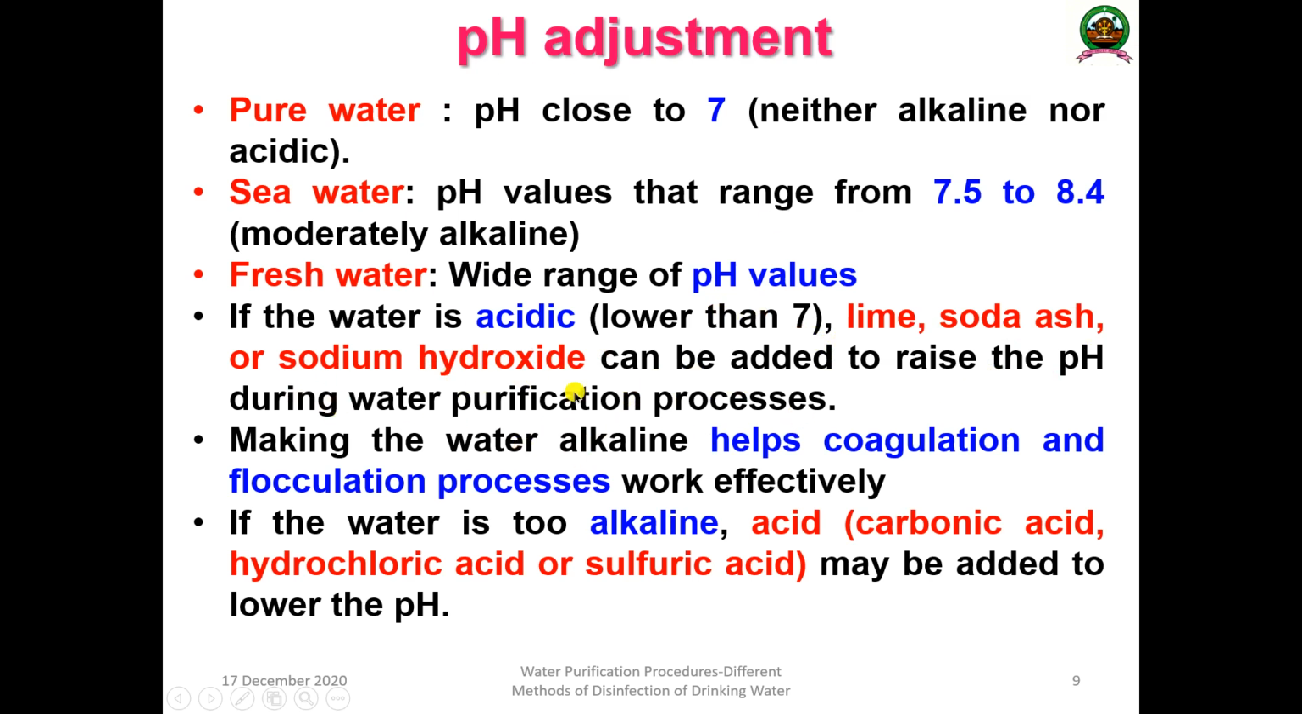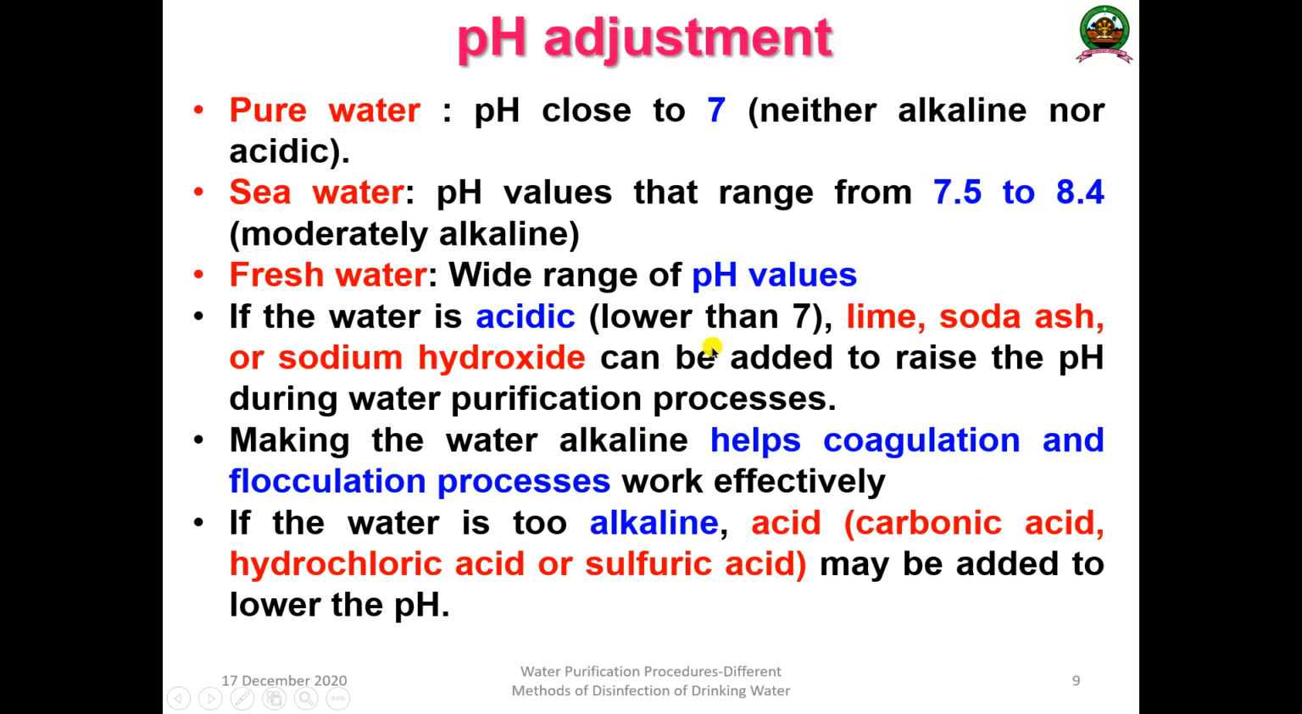How does the water become acidic? We have already seen acid rain. The sulfur content combines with the hydrogen, and that will result in sulfuric acid or hydrochloric acid. Then the pollution causes the water to reach an acidic level, that can be corrected by adding lime or soda ash or sodium hydroxide, making the water alkaline. That helps the coagulation and flocculation process very effectively.